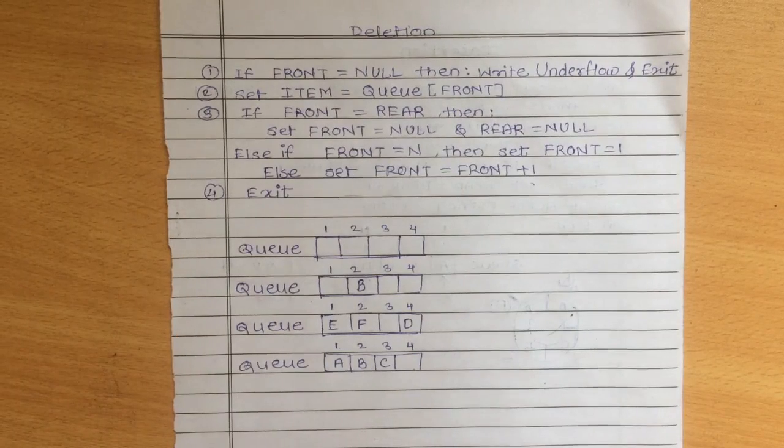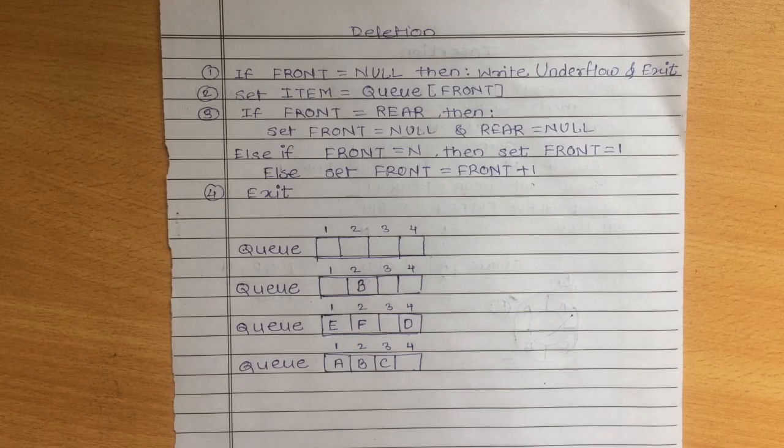As in the previous lecture, we have discussed how to insert an element in a queue. Now in this lecture we are going to discuss how to remove, or how to delete, an element from the queue. As we know the different terms, front and rear: front and rear both hold the location of the first and last element of the queue respectively.